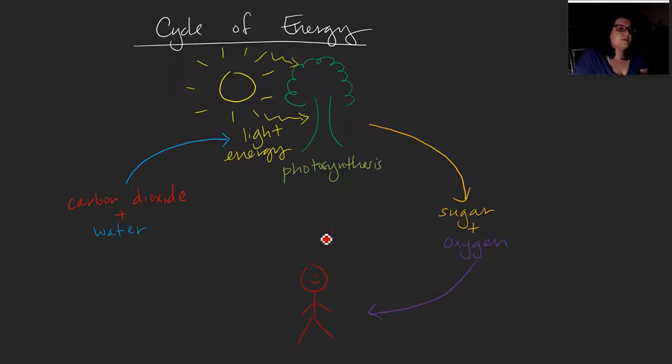We use these things to do cellular respiration, in order to fuel our bodies. And we produce, from cellular respiration, carbon dioxide and water. Look at that. Simple, elegant. And we use this sugar and oxygen in order to produce ATP as our energy. So this is the basic cycle of energy.